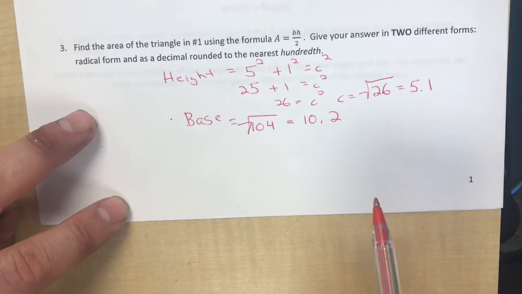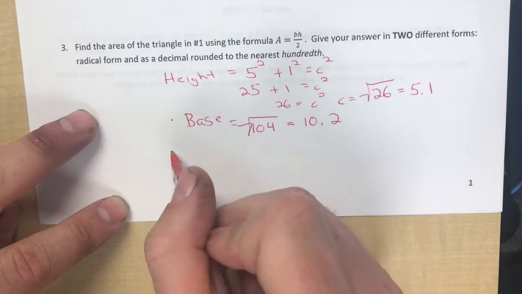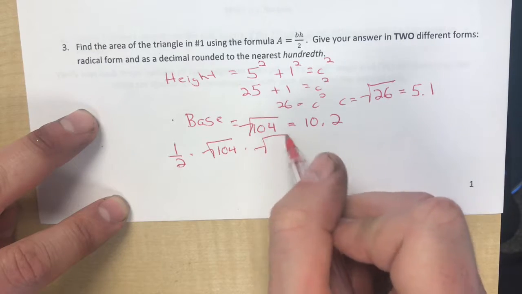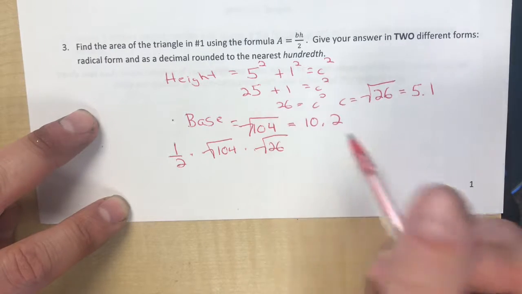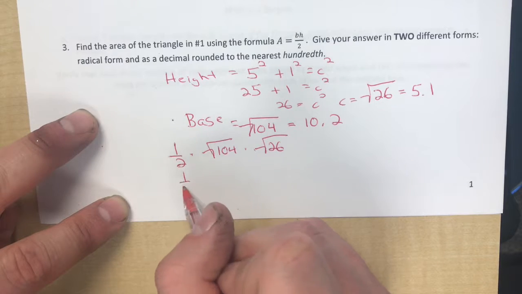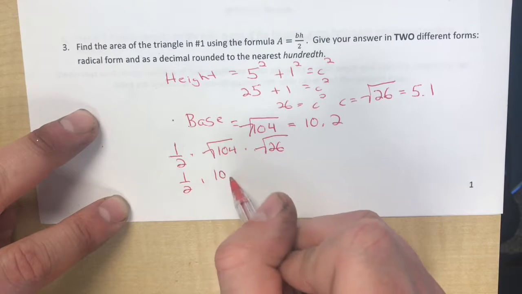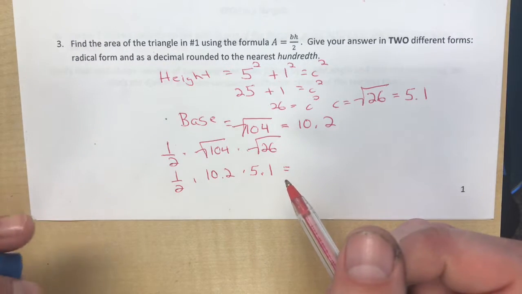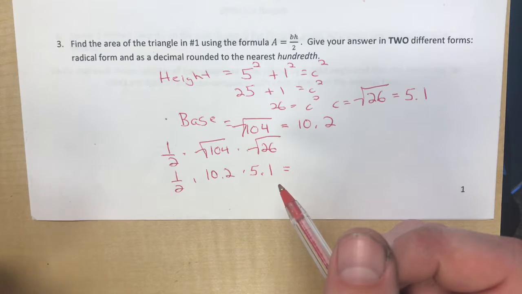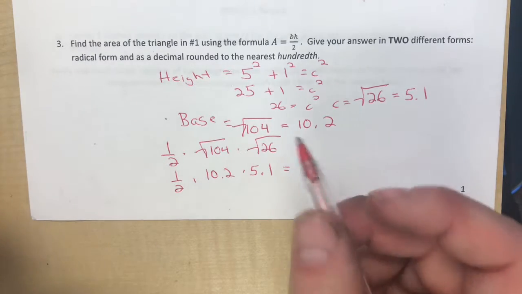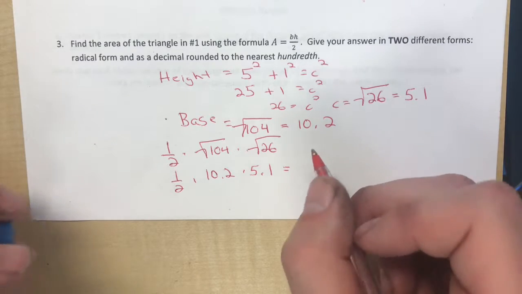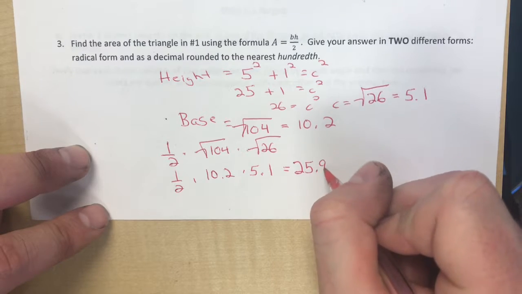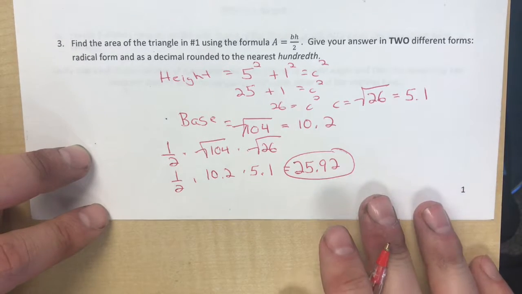So in radical form, it would be 1/2 times the square root of 104 times the square root of 26, which is 1/2 times 10.2 times 5.1. We are going to get, this equals about 26, or my answer key says 25.92. And that is one way to do that problem.